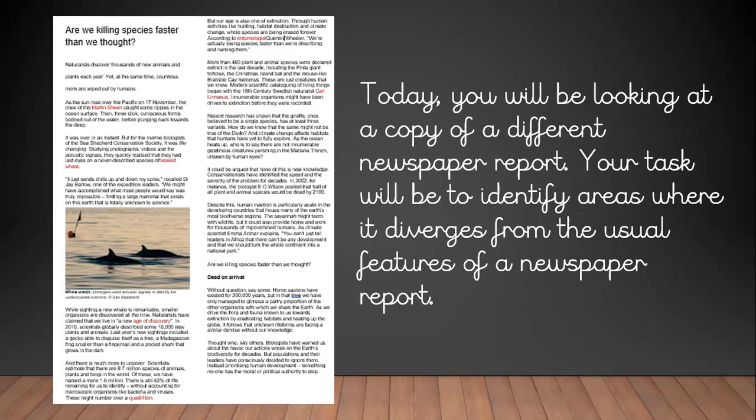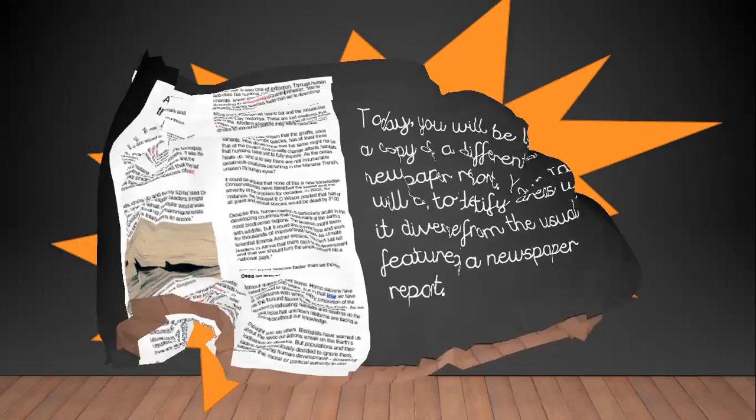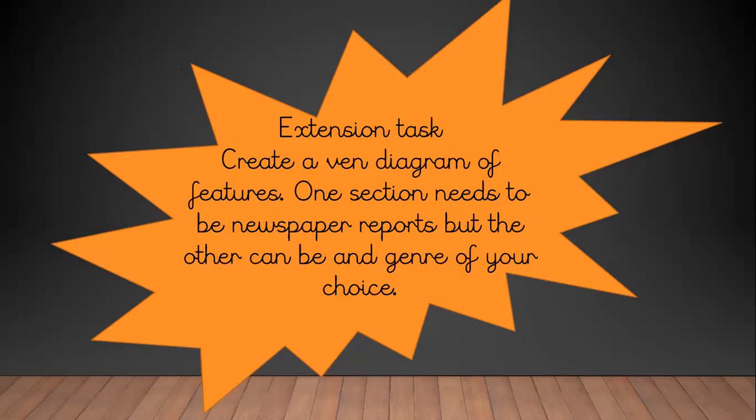Once you've done that, there is an extension. I'll quickly talk through the extension now, and then I'll leave you to get on with your activity. So the extension is to create a Venn diagram of features. I want one section to be a newspaper report and one section to be any other genre of your choice. Now remember, a Venn diagram has 2 sections or more, and they have an overlapping section in the middle. So you're going to have features that only go in a newspaper report. You're going to have features that only go in the genre that you've chosen, but there should also be features that go in both, which means you need to think carefully about what genre you choose, because there needs to be some in every section.